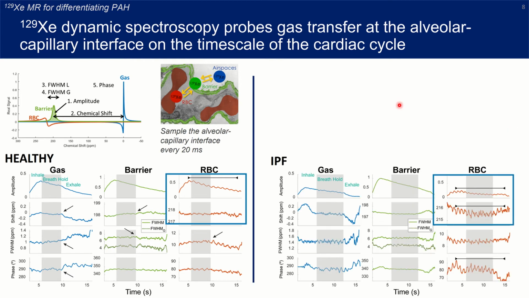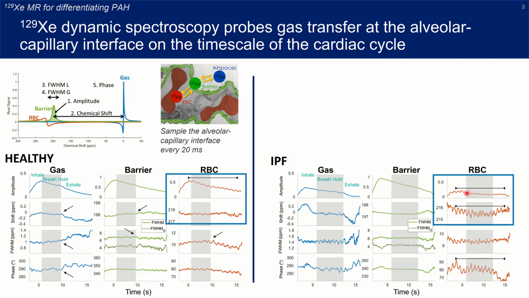So if we look here at a healthy patient and then an IPF patient, we can see this red blood cell signal. You have an increase in signal, and then you see it slowly decrease in the dynamic spectroscopy, and you see these oscillations during the decay. And these oscillations are actually due to stroke volume. So this is essentially the right side of the heart pumping blood into the pulmonary capillary blood volume, and you're seeing that change in the red blood cell signal.